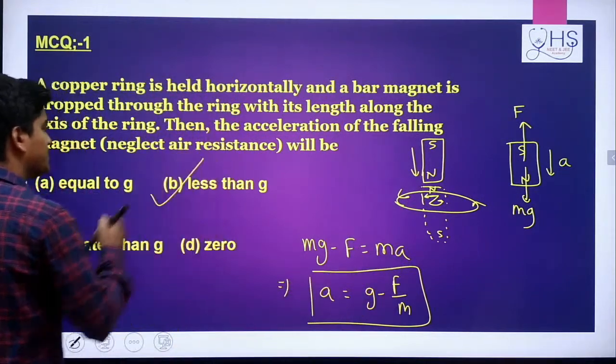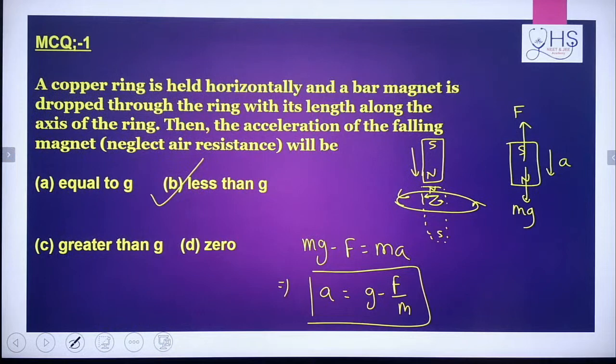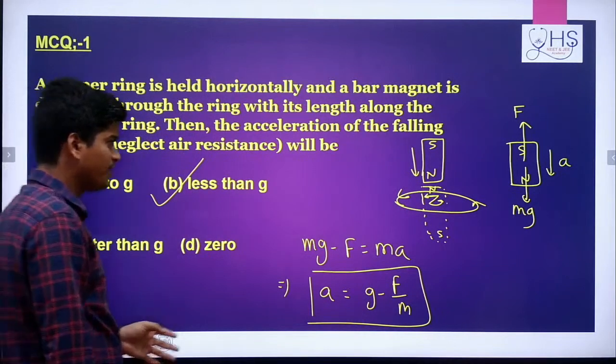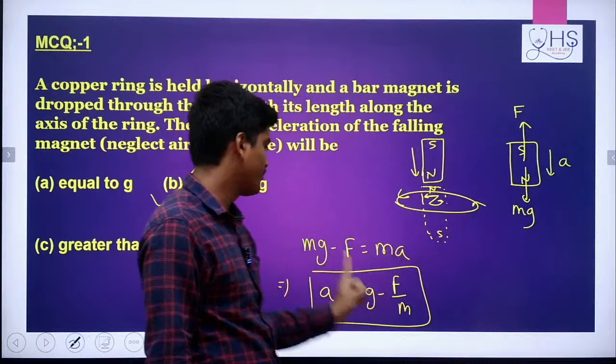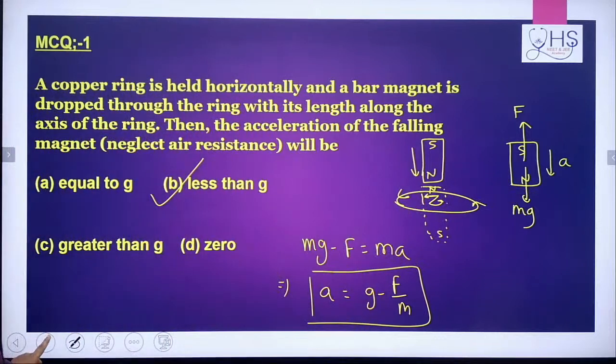So definitely what is the answer here? The acceleration of the falling magnet is less than g. I hope you understand. So this is the free body diagram of the magnet that I drew, and after that we are calculating acceleration. Now next, come to here.